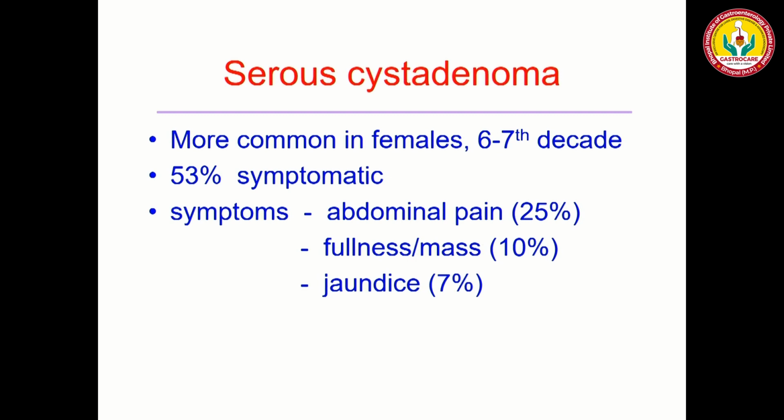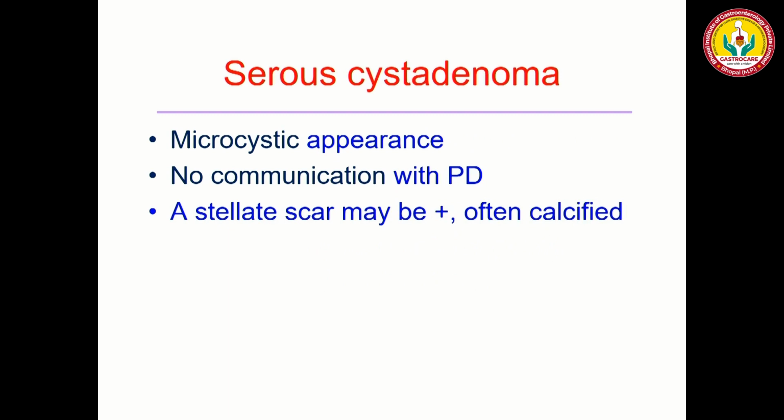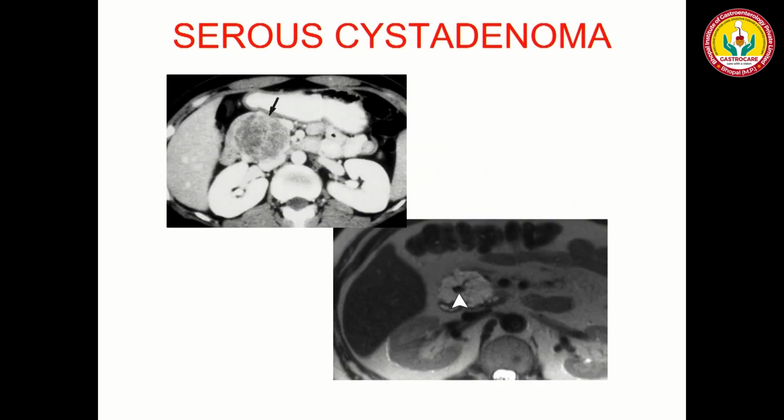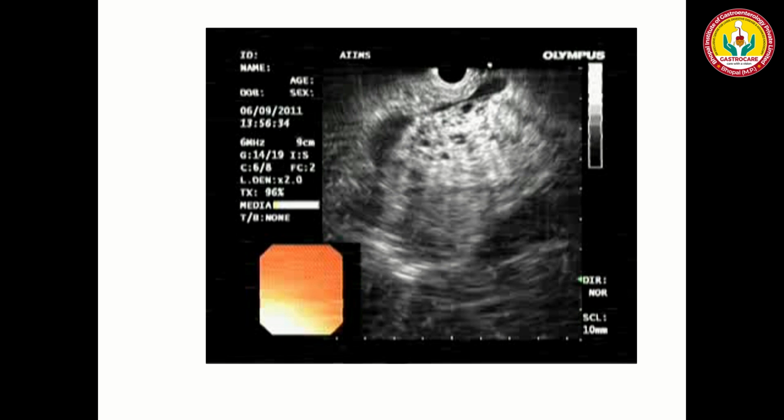Serous cystadenoma is seen in elderly females, in the 6th and 7th decades of life. More than 50% are asymptomatic. Symptoms include abdominal pain, mass lesion, or sometimes even jaundice. The characteristic imaging findings are that it is microcystic, there is no communication with the pancreatic duct, and a stellate scar may be seen, which may be calcified also. A classical example of serous cystadenoma on a CT, and on EUS you find a microcystic appearance.